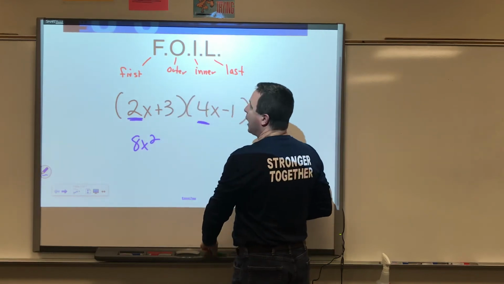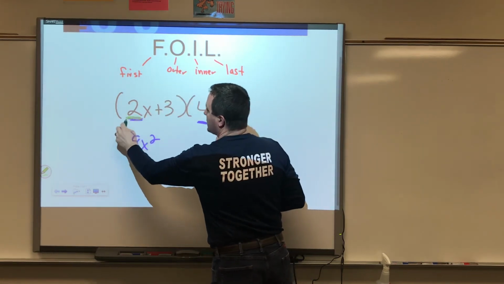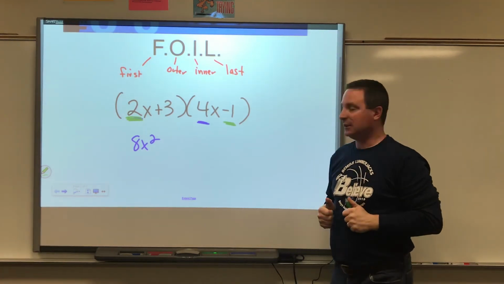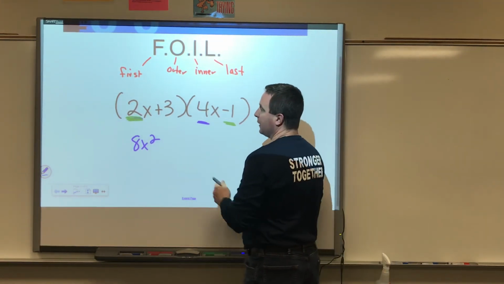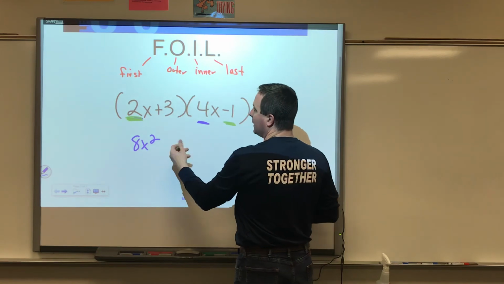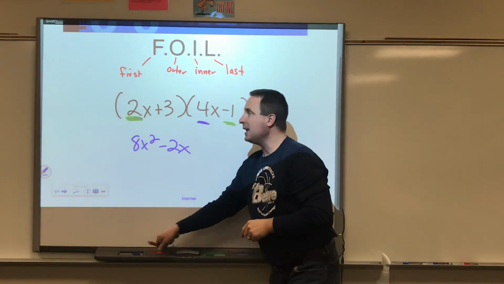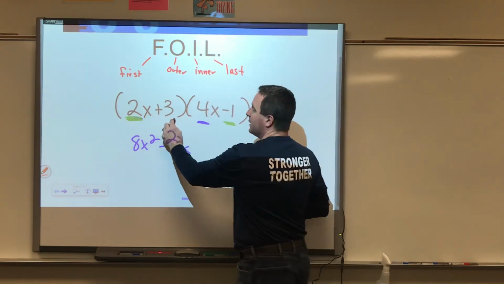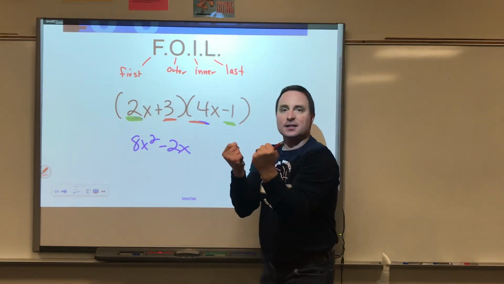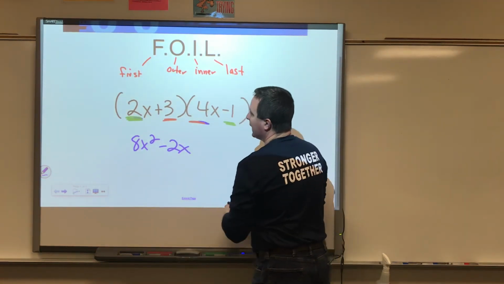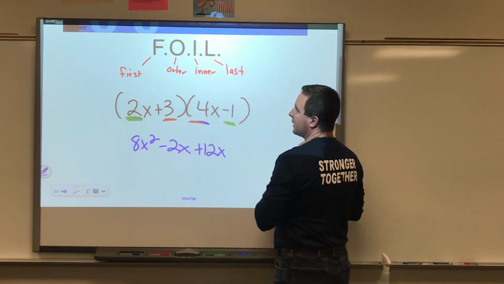O stands for the outer terms. The outer ones are the ones on the outside. That would be the 2 and the negative 1. And if I multiply those two together, 2 times negative 1 is negative 2x. That's the outer terms. I is the inner ones. The inner ones are the ones on the inside, the 3 and the 4. And if I multiply those together, I get positive 12x.